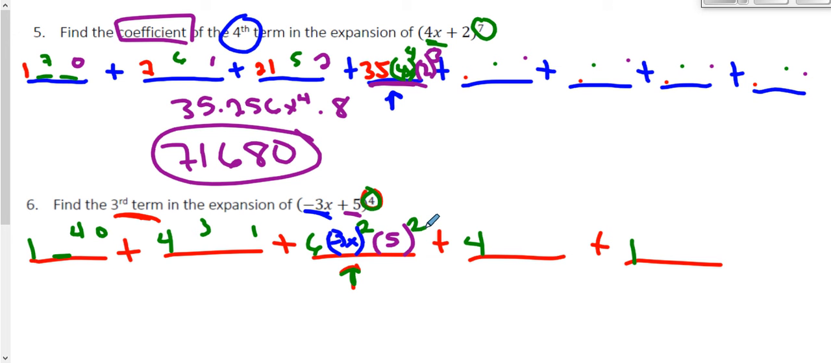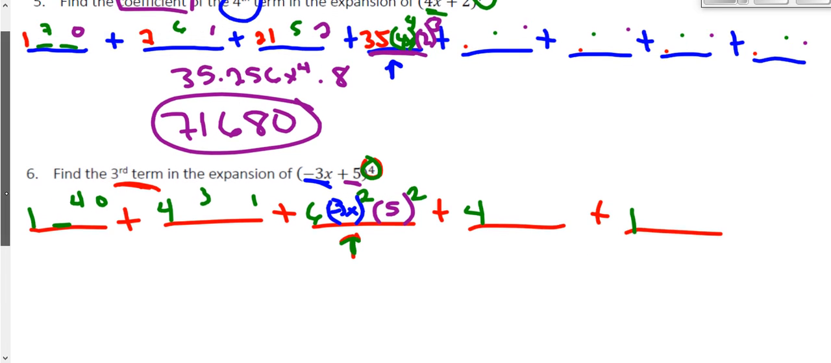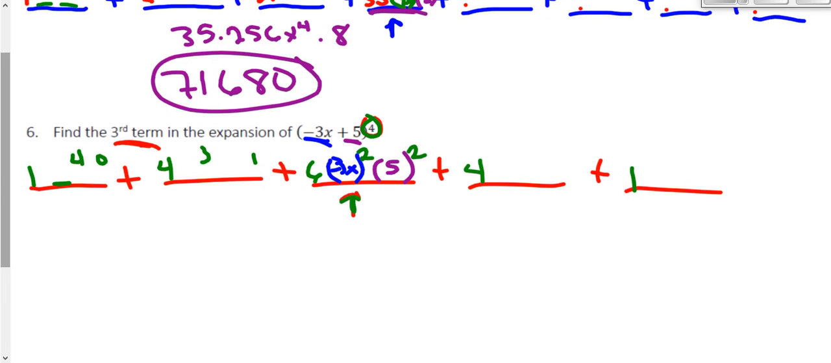Now that we have this term set up with its coefficient from Pascal's triangle and the proper exponents, let's go ahead and simplify. 6 is just the number 6. I'm going to have to multiply that by negative 3x squared. So negative 3x times negative 3x, which is going to be positive 9, and then x squared. And then I'm going to have to multiply that by 5 squared, which is 25. So if I try that in my calculator, I'm going to end up with 1,350 and x squared. And I want to keep the x squared this time because I want the entire term, not just the coefficient.